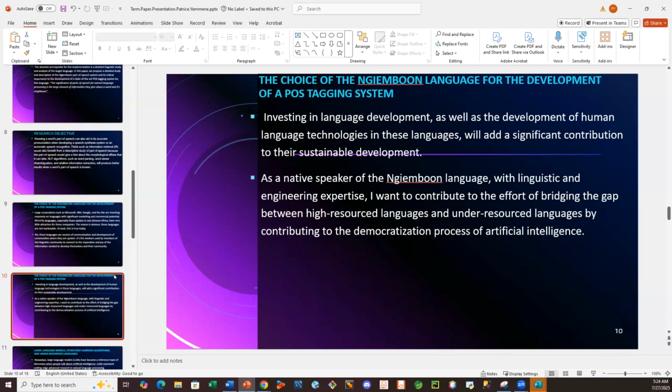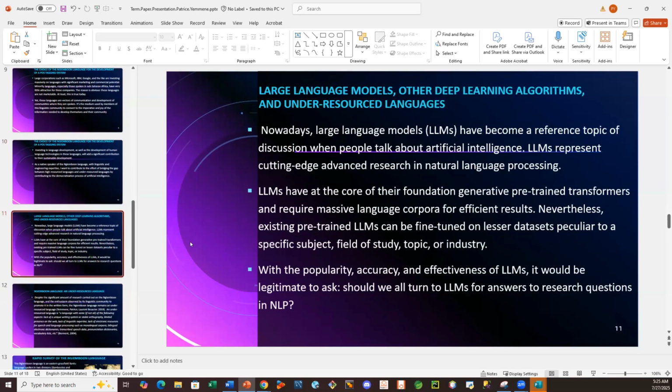I'm a native speaker of the Ngiemboon language, and with linguistic and engineering expertise, I want to contribute to the effort of bridging the gap between high-resource languages and under-resourced languages by contributing to the democratization of the development of artificial intelligence, meaning making sure that no language is left behind.